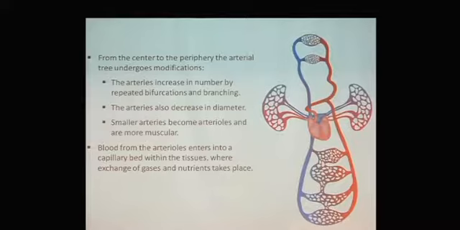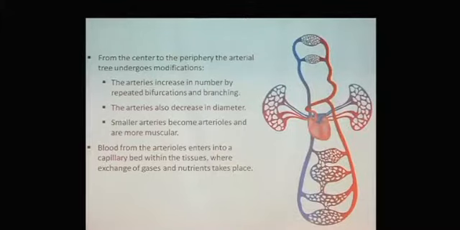So there are 5 different types of vessels. We have arteries and arterioles, which are smaller. We have capillaries, venules, and veins. Arteries are the large vessels, as I said, that carry blood away from the heart. Arterioles are just smaller types of arteries. And then we're going to work our way down to the capillaries.